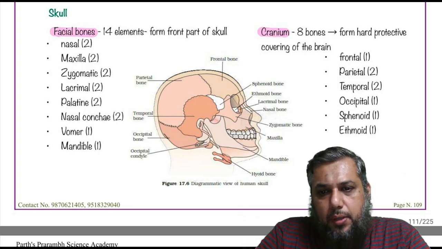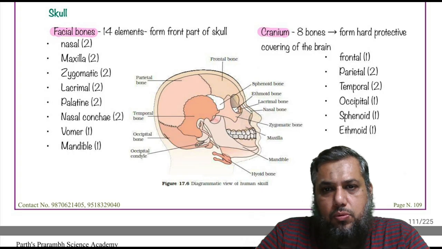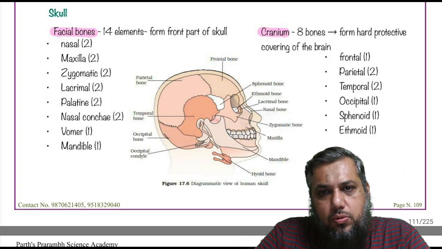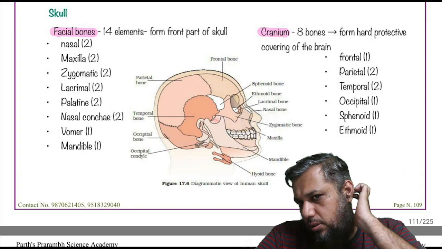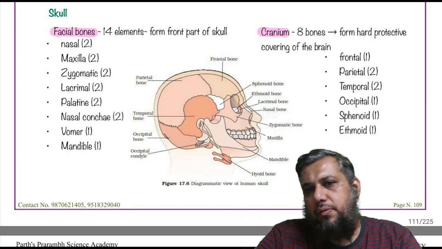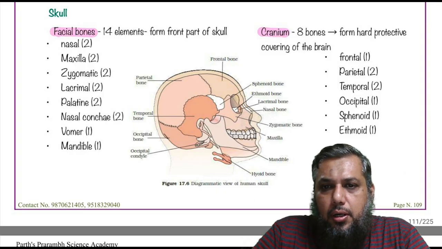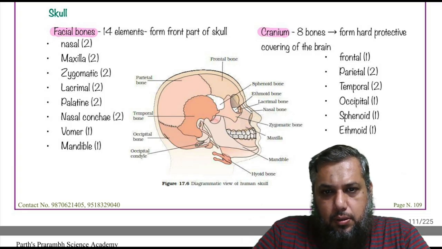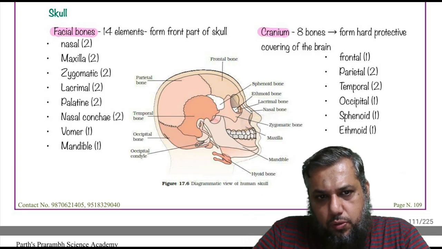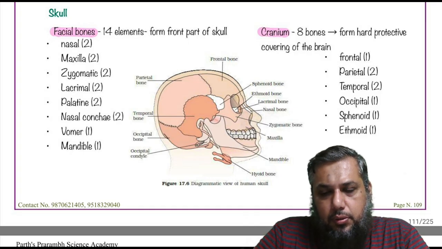The skull consists of two parts, the cranial bones and the facial bones. The cranial bones are eight: sphenoid, temporal, ethmoid, parietal, occipital and frontal. इसमें से टेम्पोरल एंड parietal paired है, बाकी सारे unpaired है. These are the bones of the cranium.